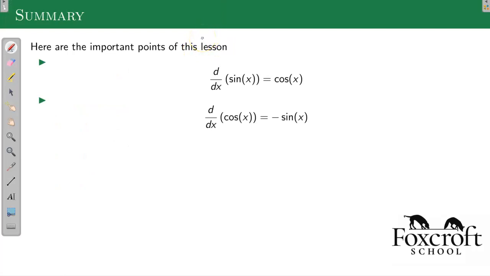All right, so quick summary of this video. Really all you need to know: the derivative of sine is cosine, the derivative of cosine is negative sine.